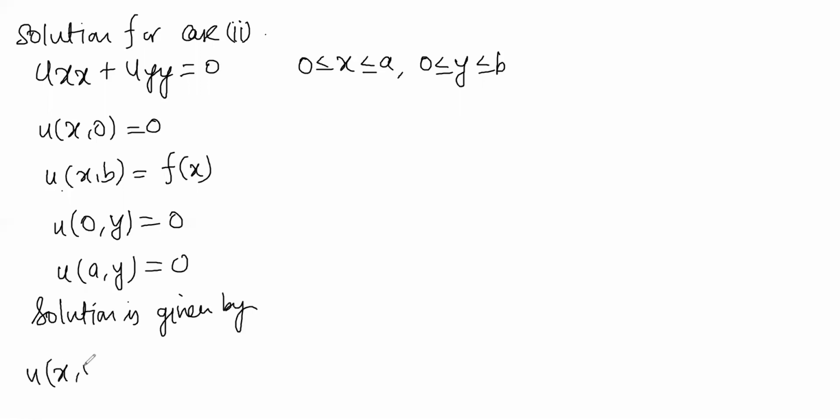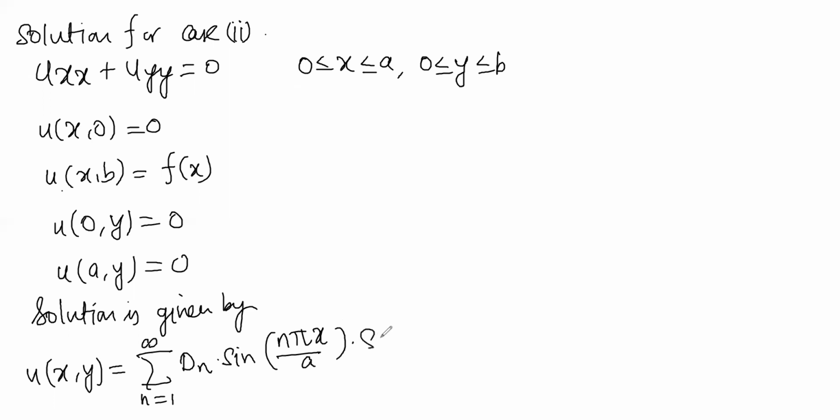u(x, y) will be equal to summation n equal to 1 to infinity d_n sine(n pi x upon a) into sine hyperbolic(n pi y upon a). Now I'll be using this condition. I'll just put y equal to b here. Using this condition I'll get this d_n basically.